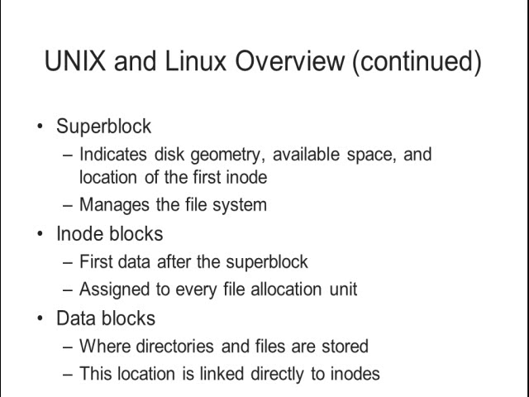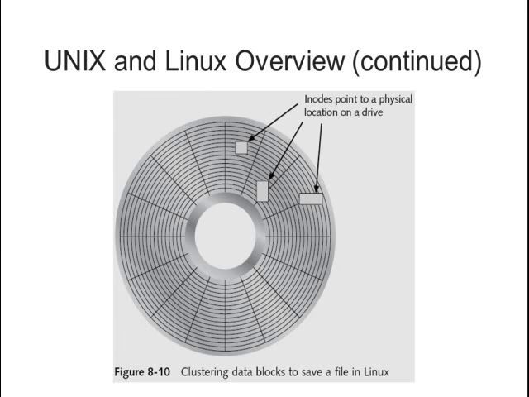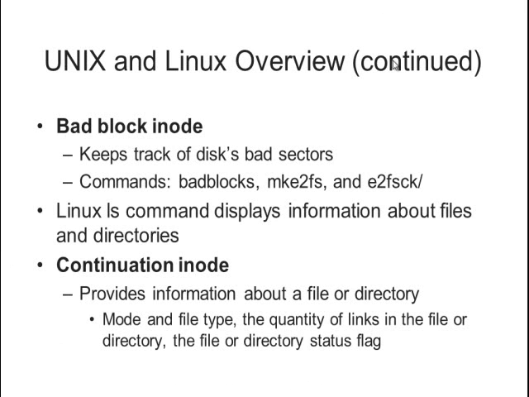Inode blocks: the first data after the superblock, assigned to every file allocation unit. And then data blocks is where the directories and files are actually stored. This location is linked directly to the inodes. A bad block inode keeps track of disk bad sectors. And here it's talking about some command line commands.